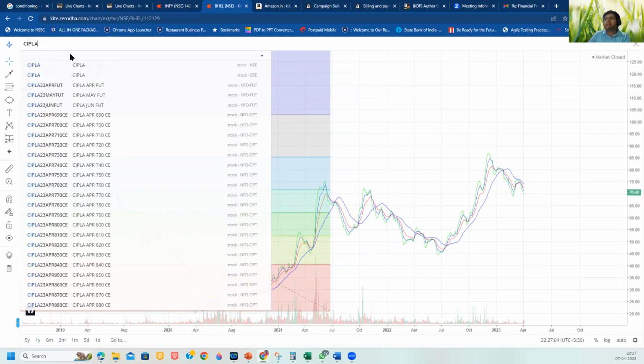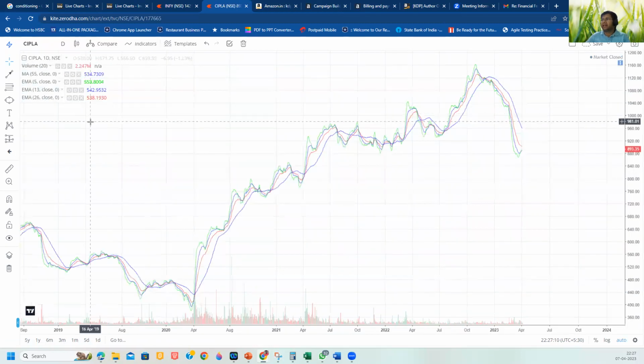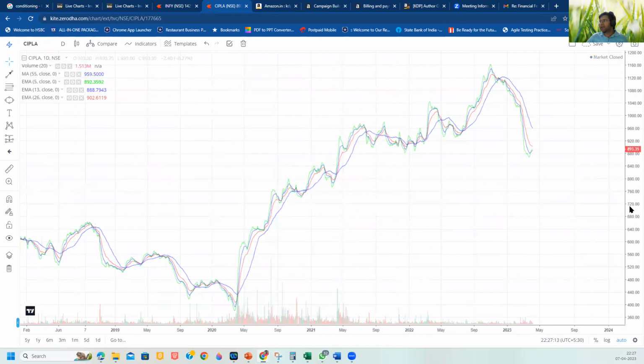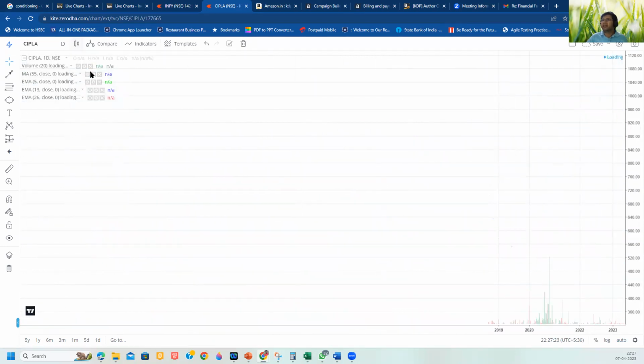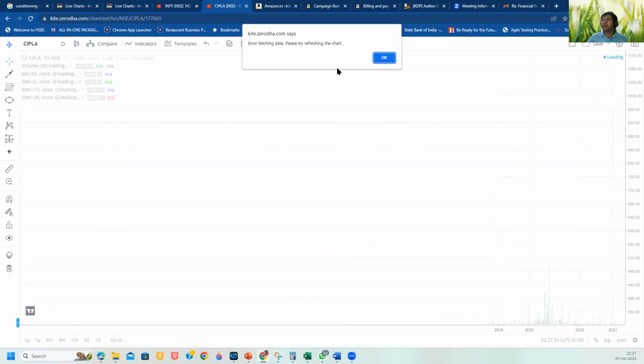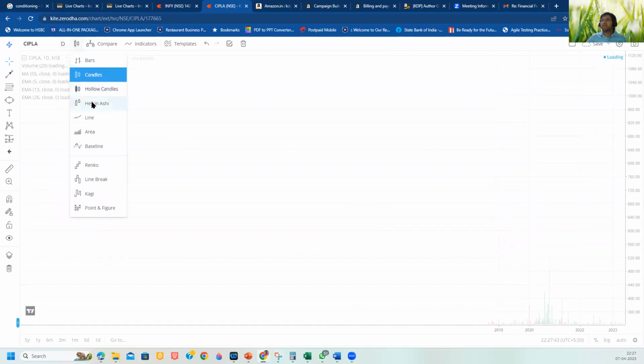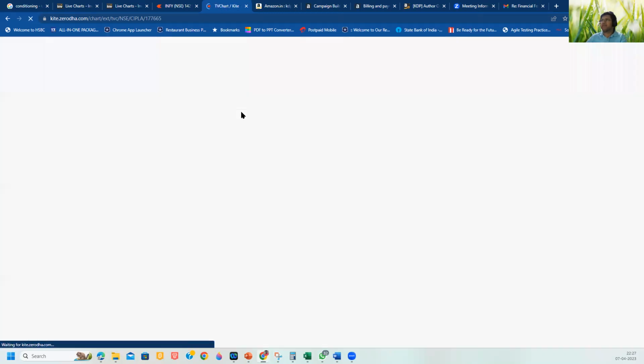Okay, let's take Cipla NSE. Yes, so this is Cipla. Okay, a beautiful, uptrending stock. But the problem is, where are my candles to find out? So Zerodha is also showing some error. Sometimes these technical glitches happen, and this is not anybody's fault. This is Zerodha's technical issue. Okay. Let me refresh it once again.